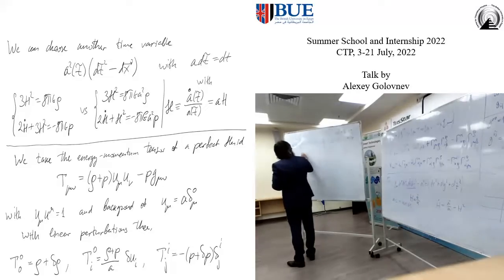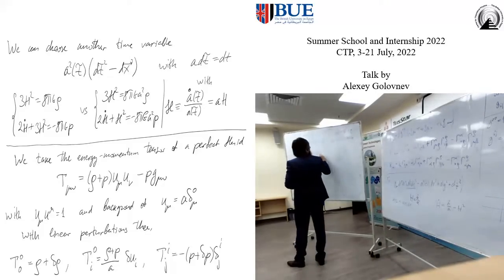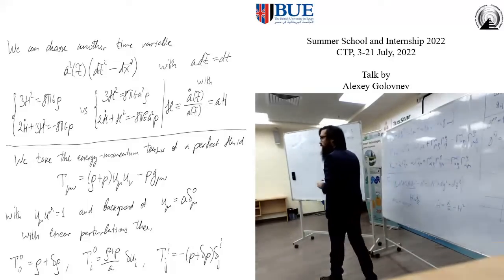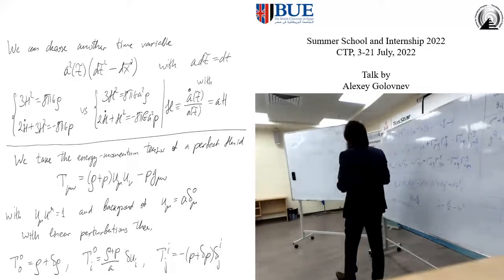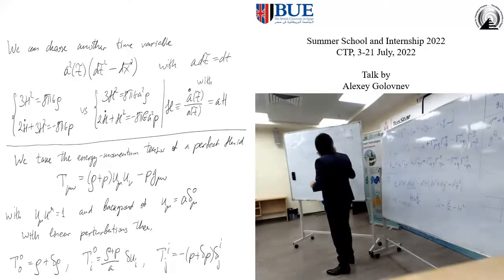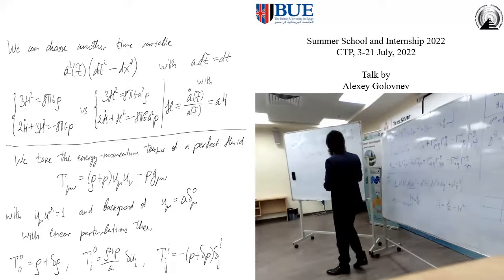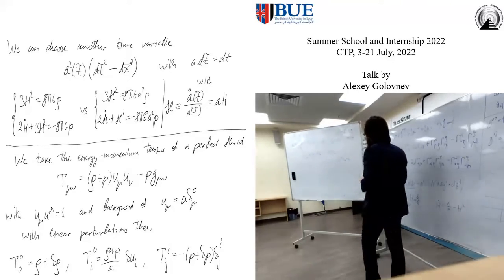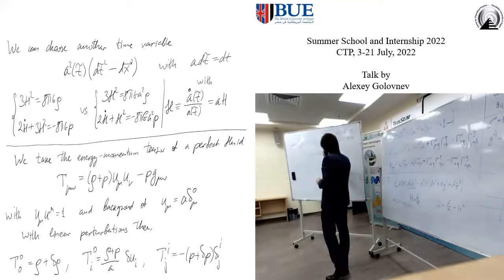Anyway, in many cases, what is enough for me in cosmology would be the energy momentum tensor of a perfect fluid. That's the energy momentum tensor of this shape. Rho is the energy density, P is the pressure, U mu is the four vector velocity, which by definition has unit norm, and G is the metric.